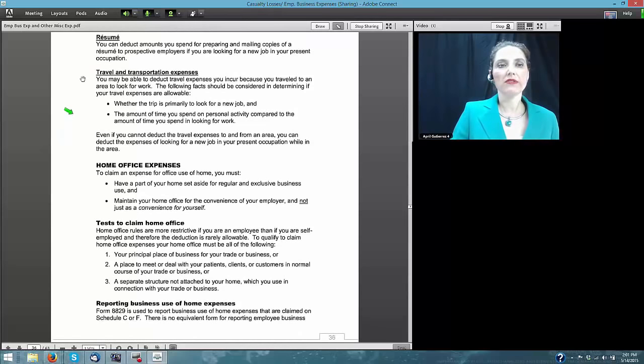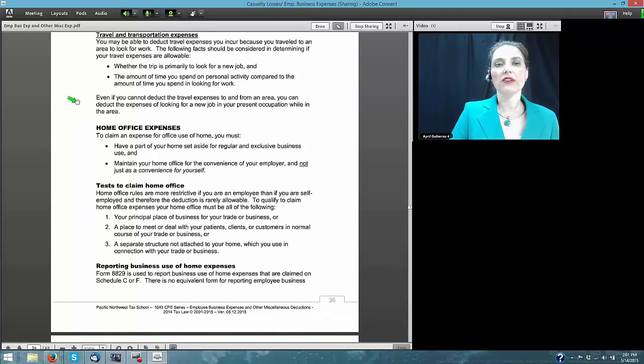And travel and transportation, you may be able to deduct travel expenses you incur because you travel to an area to look for work. The following facts should be considered in determining if the travel expenses are allowed. Whether the trip is primarily to look for a new job and the amount of time you spend on personal activity compared to the amount of time you spent looking for work. Even if you cannot deduct the travel expenses to and from the area, you could still deduct expenses of looking for a new job, again, in your present occupation.